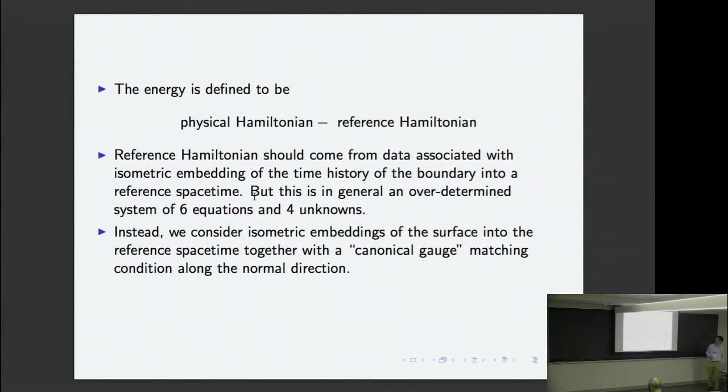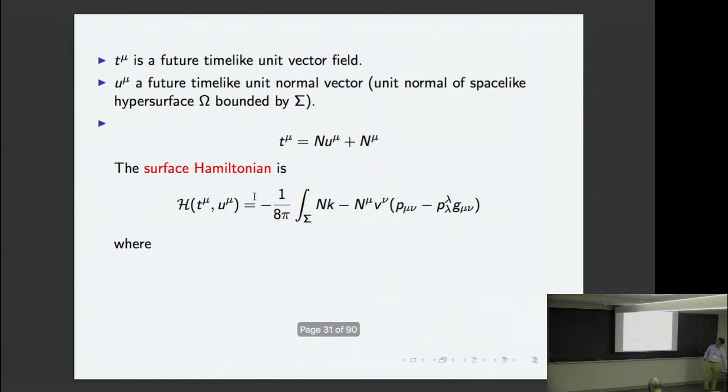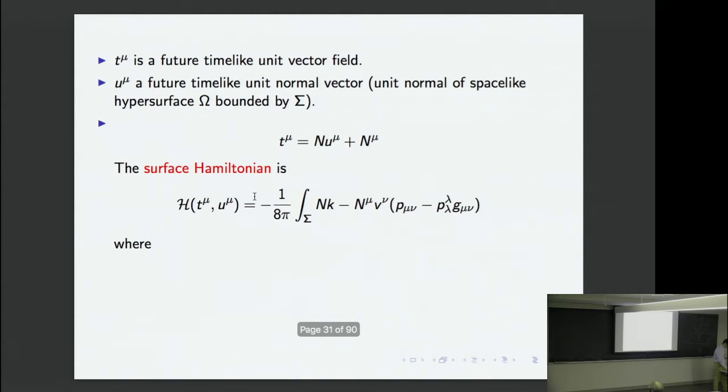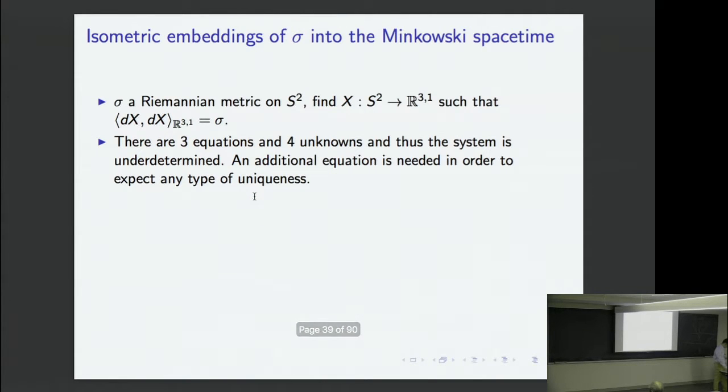Okay, so instead, what we did is we don't isometrically embed the whole time history into the reference space. What we did is we're going to look at this terminal surface here. We're going to do an isometric embedding of this two-dimensional surface into the Minkowski space-time with a matching condition along this normal direction. So we didn't actually effectively embed the time history, but we did it infinitesimally near the surface. So let me talk about isometric embedding of sigma into the Minkowski space-time.